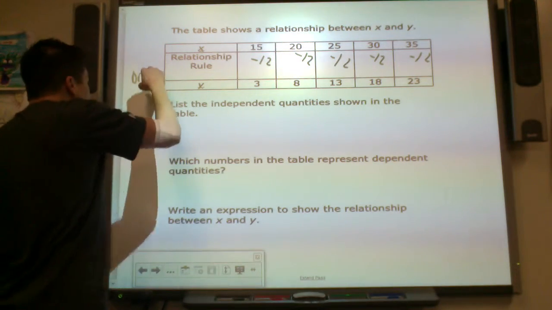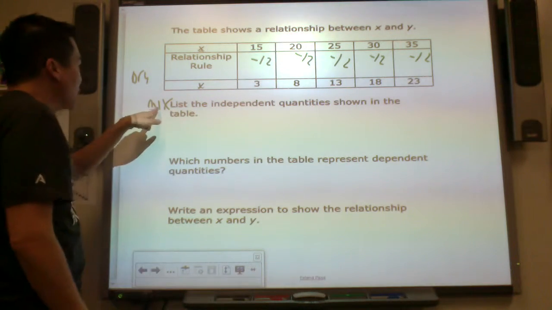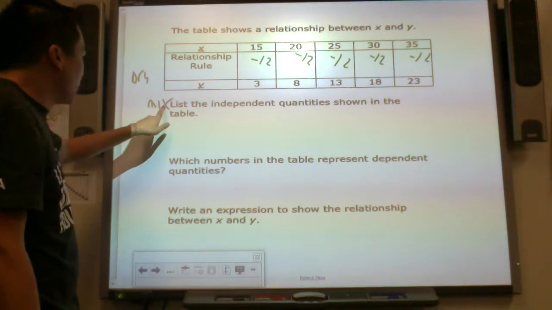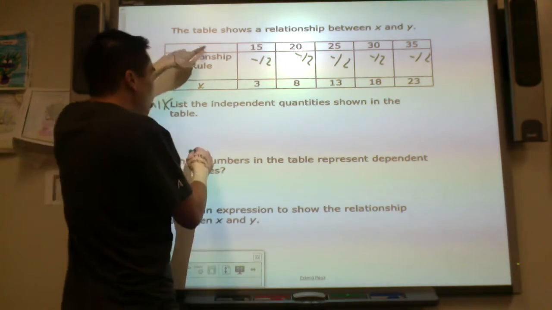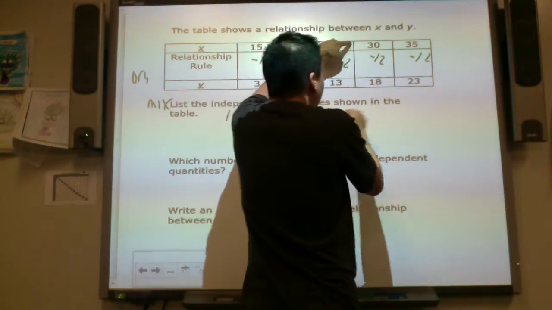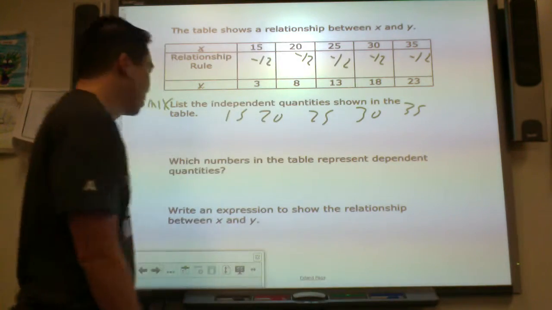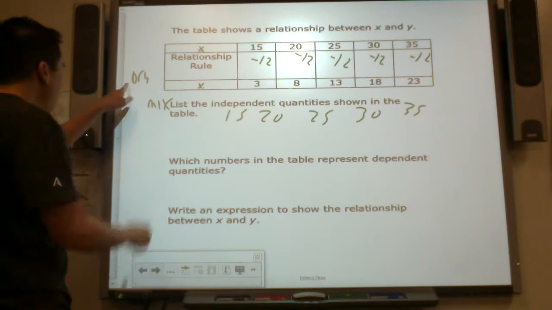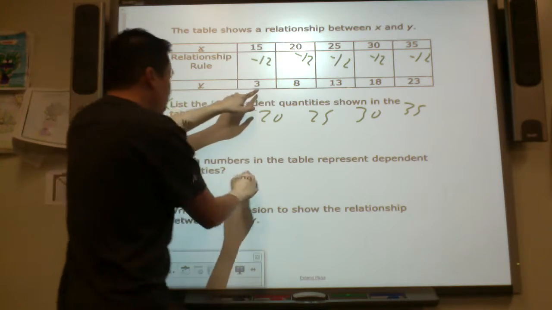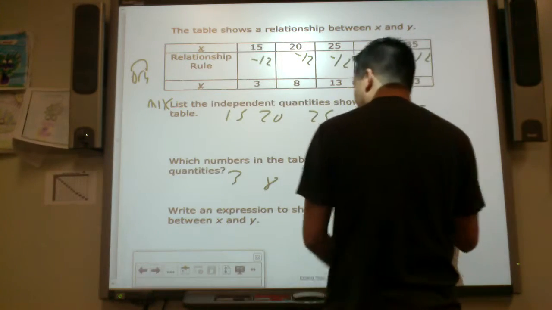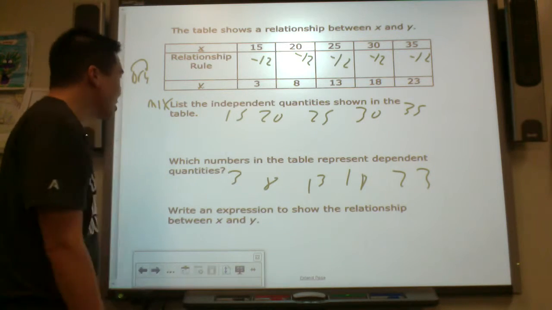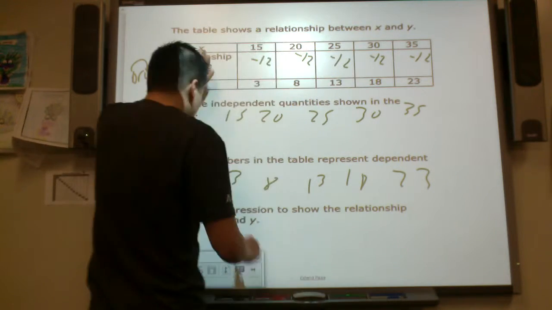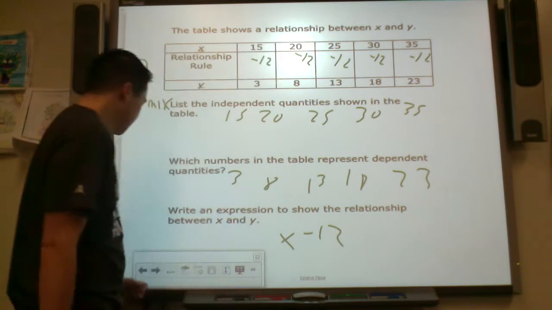Again, DRY MIX. So the x is the independent. So list the independent shown in the table. So we know independent is the x. So the quantities are 15, 20, 25, 30, 35. Which number in the table represents the dependent? The dependent is the y-axis: 3, 8, 13, 18, 23. An expression showed the relationship between x and y. So I'm taking 12 away from all of these x values. So it's x minus 12.